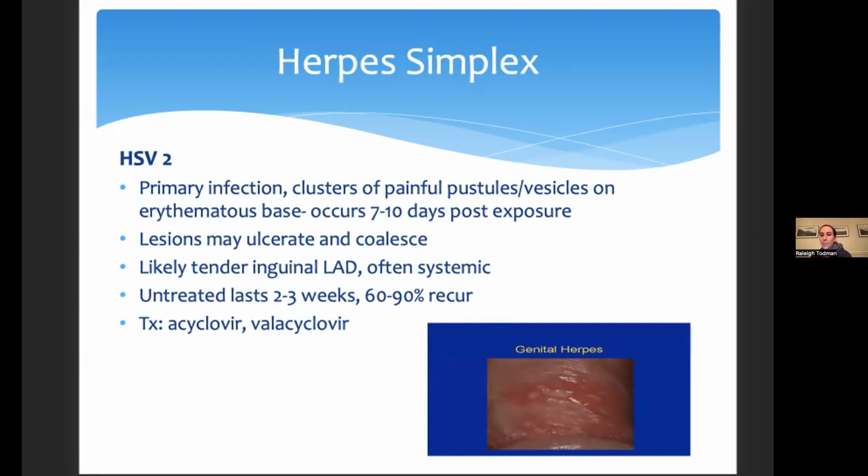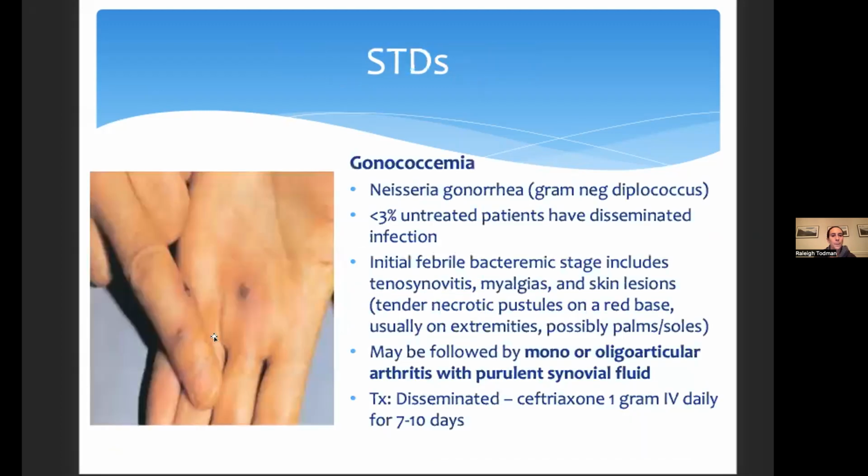The outbreak will happen a week or a little more after an exposure. There can be ulceration, which is really painful, and then the ulcers can coalesce into bigger ulcers. There's often tender inguinal lymphadenopathy. Often you have systemic feelings like malaise, especially with the first exposure. And treatment is acyclovir and valacyclovir for both herpes 1 and 2.